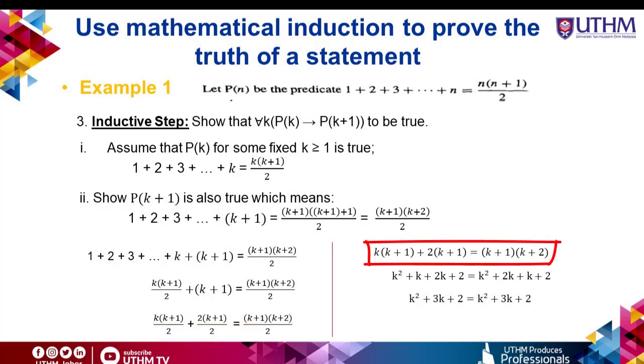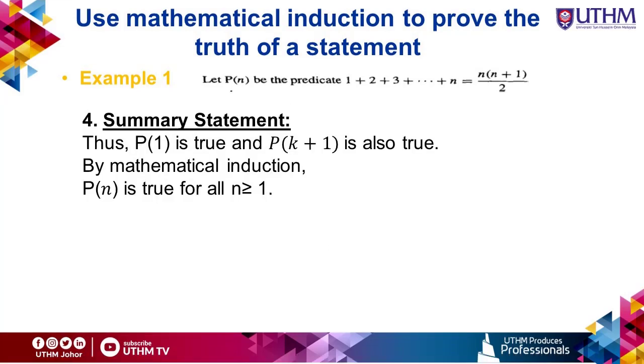Now I have to expand the bracket for the equation on both sides. We cannot leave the answer like this as we can still add up our k and 2k for both sides. Thus our final shows that both sides are equal. Since the value of our left-hand side and right-hand side are equal, in the final step, a summary statement, it can be concluded that P1 is true and Pk plus 1 is also true. By mathematical induction, Pn is true for all n that is greater than or equal to 1.